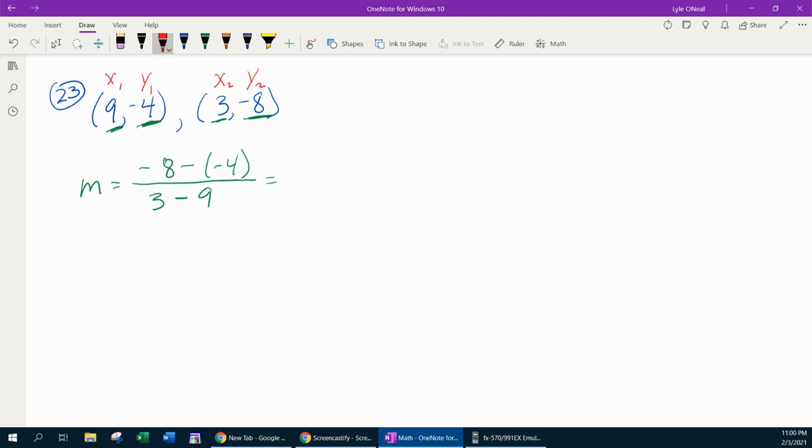Okay, so check this out. A negative and a negative here make a positive. That's going to be -8 plus 4, which is -4. 3 minus 9 is -6. A negative over a negative makes a positive. Hey, 4/6 will reduce. And so you need to reduce that to lowest terms. And so there's your slope. That's it for number 23. That's all they ask you to do is find the slope.